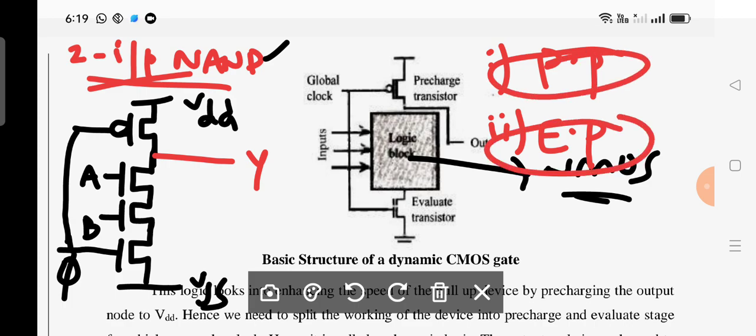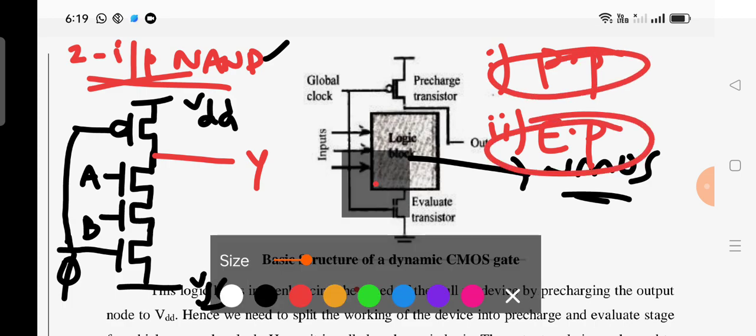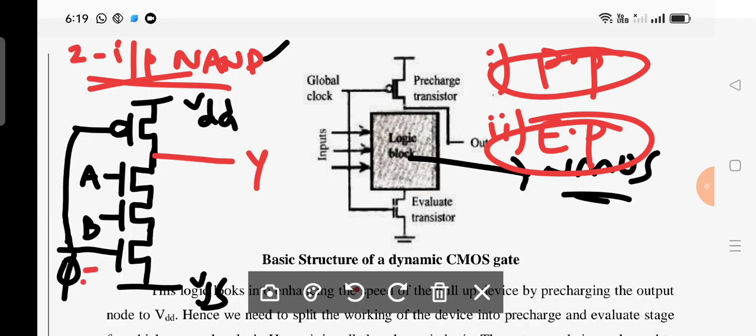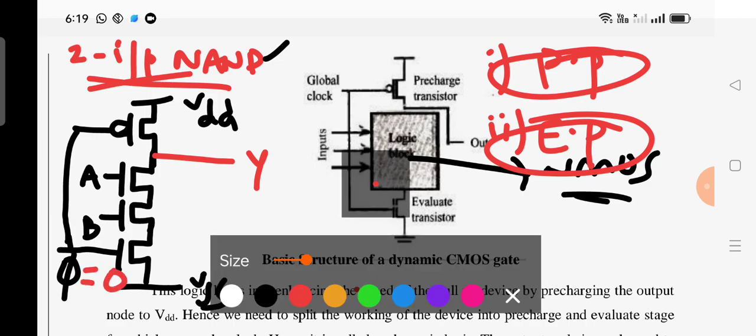Is it clear? We will talk about these two. Now let us assume that pi is equal to 0. What is happening if you observe that? If pi is 0, what is happening?